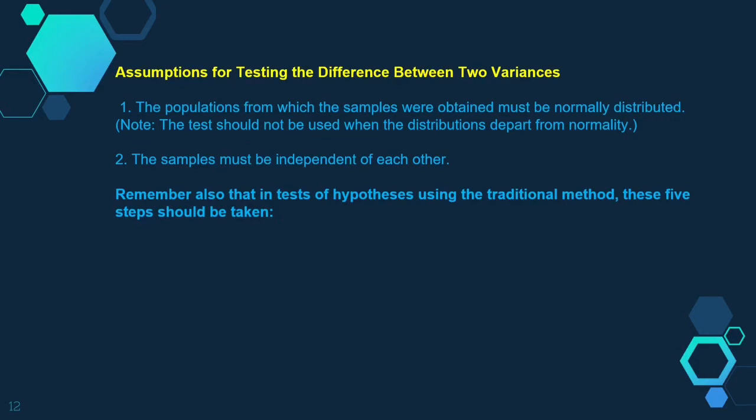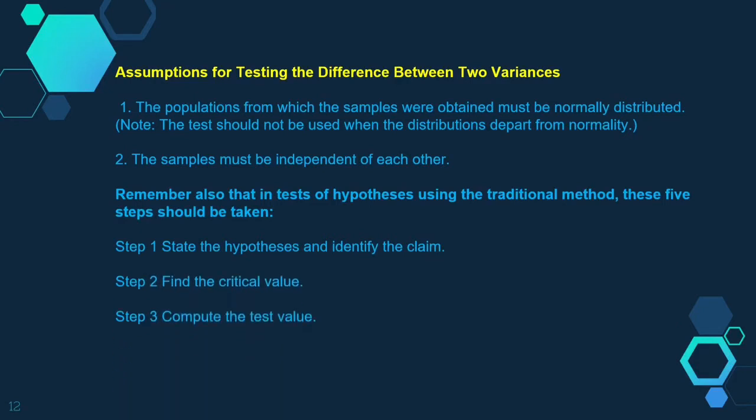Remember also that in tests of hypothesis using the traditional method, these 5 steps should be taken. First, state the hypotheses and identify the claim. Step 2, find the critical value. Step 3, compute the test value. Step 4, make the decision. And step 5, summarize the results.